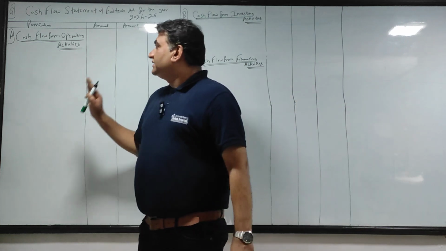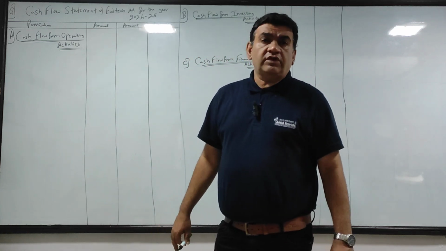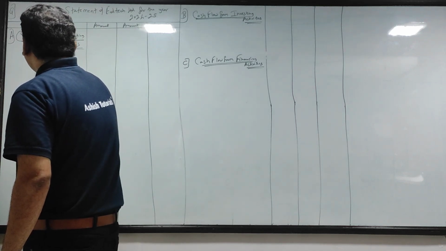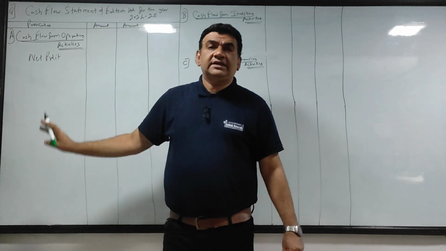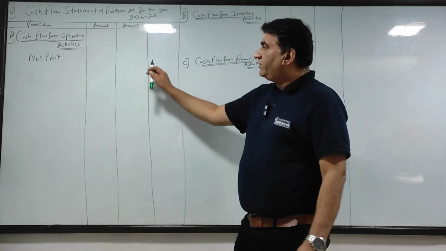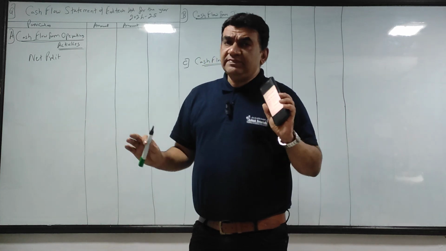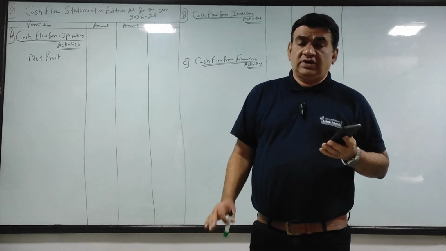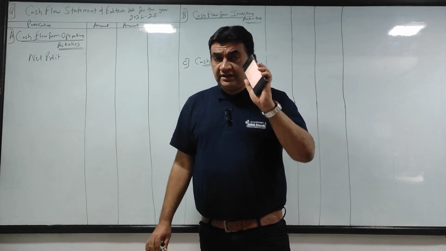Now when you start with cash flow from operating activities, in every sum there will be net profit or net loss. So after the heading, write the words net profit. If it is a net loss, we will write net profit but in brackets. Okay, now see, in your syllabus you don't have adjustments. The adjustments part will come in degree college. Okay, let's see. Now we will take one by one.